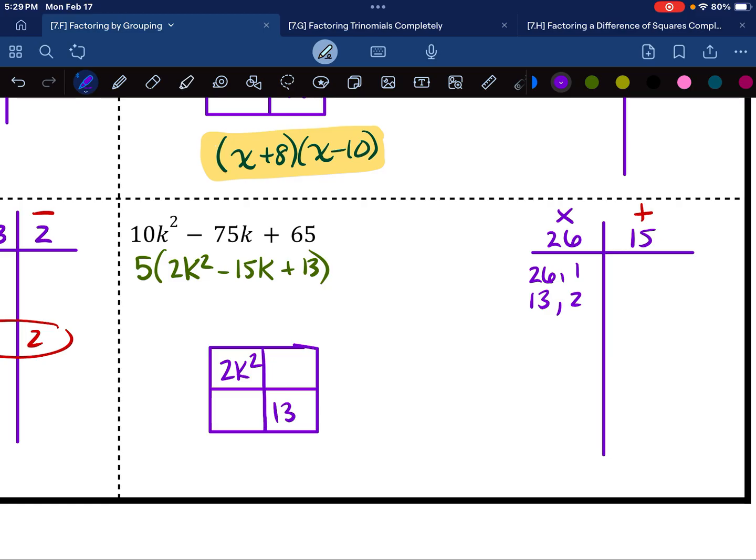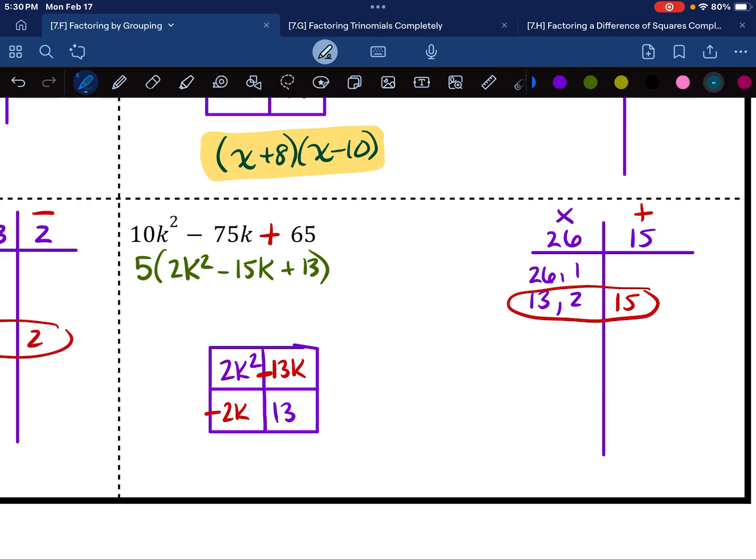All right, so my choice sign is adding. So I'm finding what adds to make 15, which in this case is the 13 and the 2. Now my fall down sign's a negative, so I know that 13k has to be negative. And because my choice sign is positive, these guys have to match, so the 2k is also going to be negative.